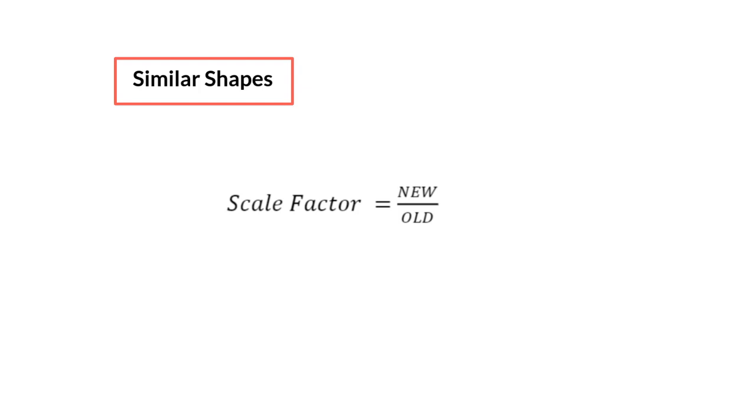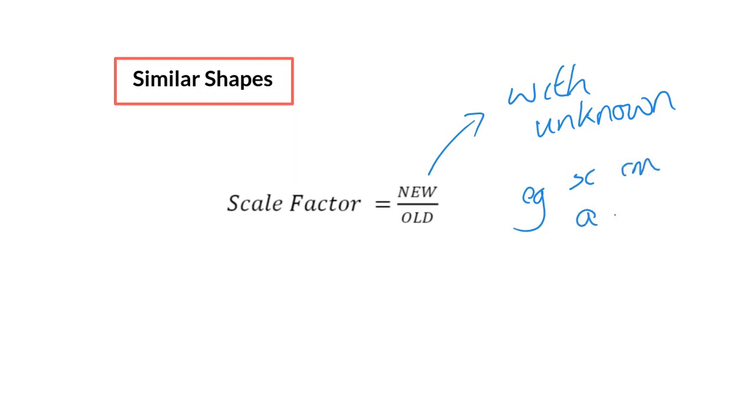So ultimately, what we landed at was this formula for scale factor, and that was scale factor equals new over old. And ultimately, the part that we've introduced is what dictates new over old. So the new shape we've said is the shape with an unknown. Okay. So it may be that they ask you to find just a missing side. They may ask you to find X centimeters, A meters, something like that. Ultimately, that's the key part.